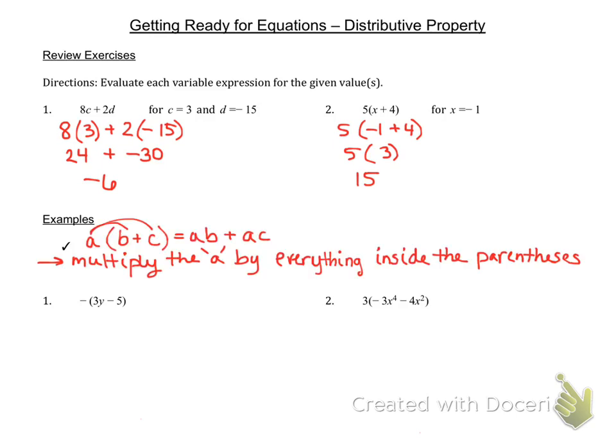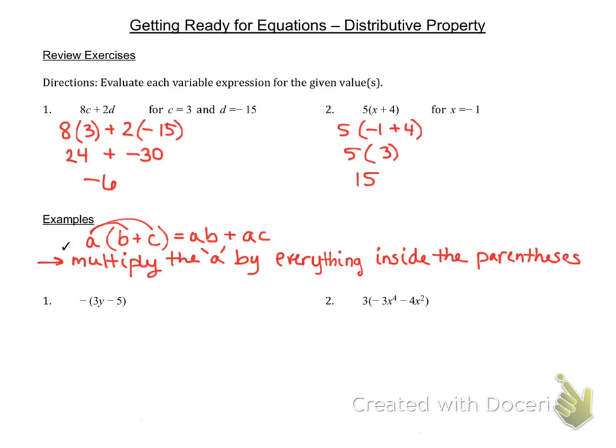All right, distributive property. So the basic idea of this is that if we have the expression A times the quantity of B plus C, you would multiply the number in front of the parentheses, which is that A, by the B and by the C. So pretty much you're multiplying the A by everything inside the parentheses. So let's look at number 1.